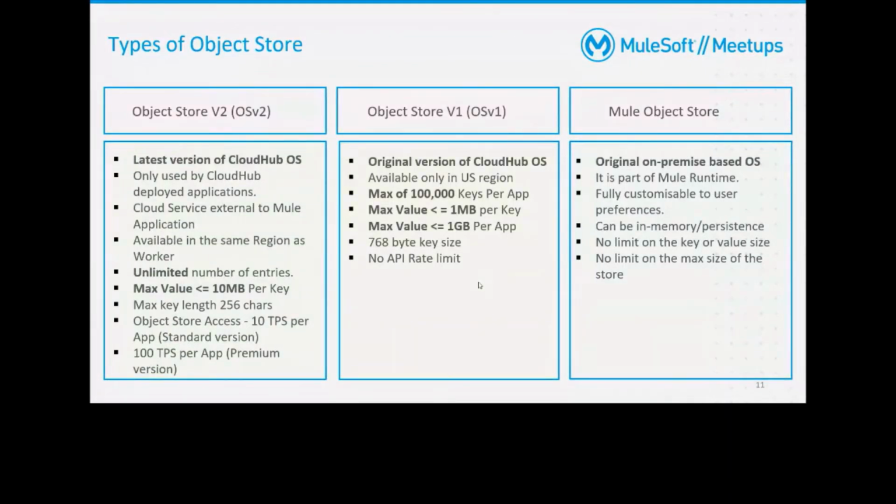So when it comes to object store, we need to understand and implement based on which deployment model we are choosing in our implementation. So V2 and V1 are mainly for CloudHub implementations, and the Mule object store is for on-prem implementations. And we have its own limitations and benefits based on its usage, right? So yeah, we can go to the next slide.